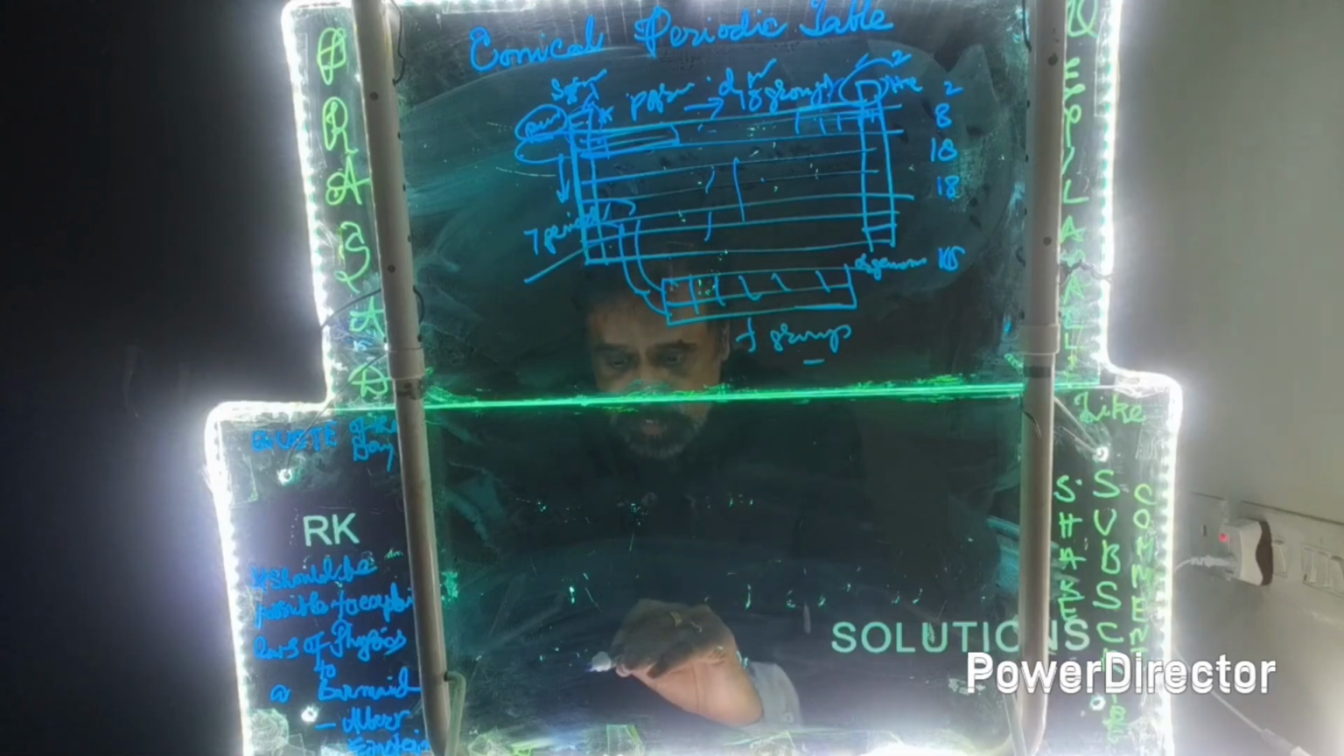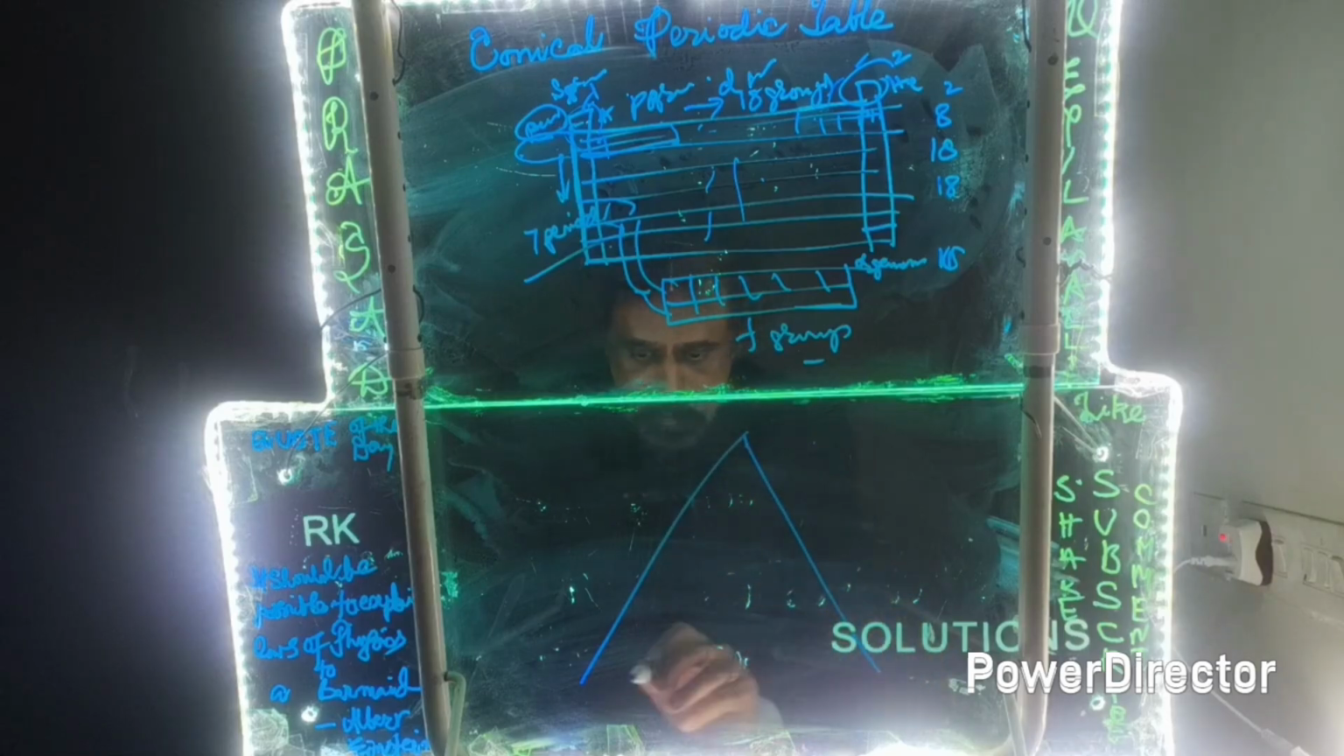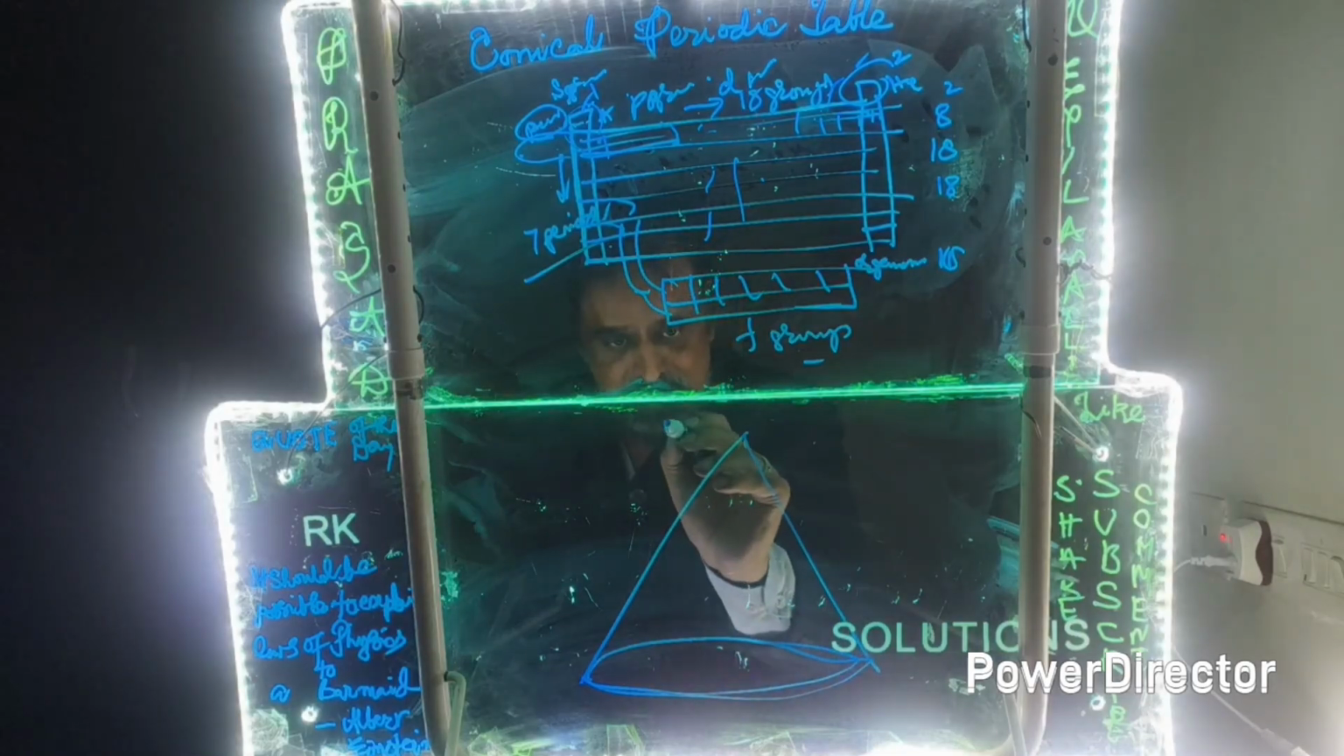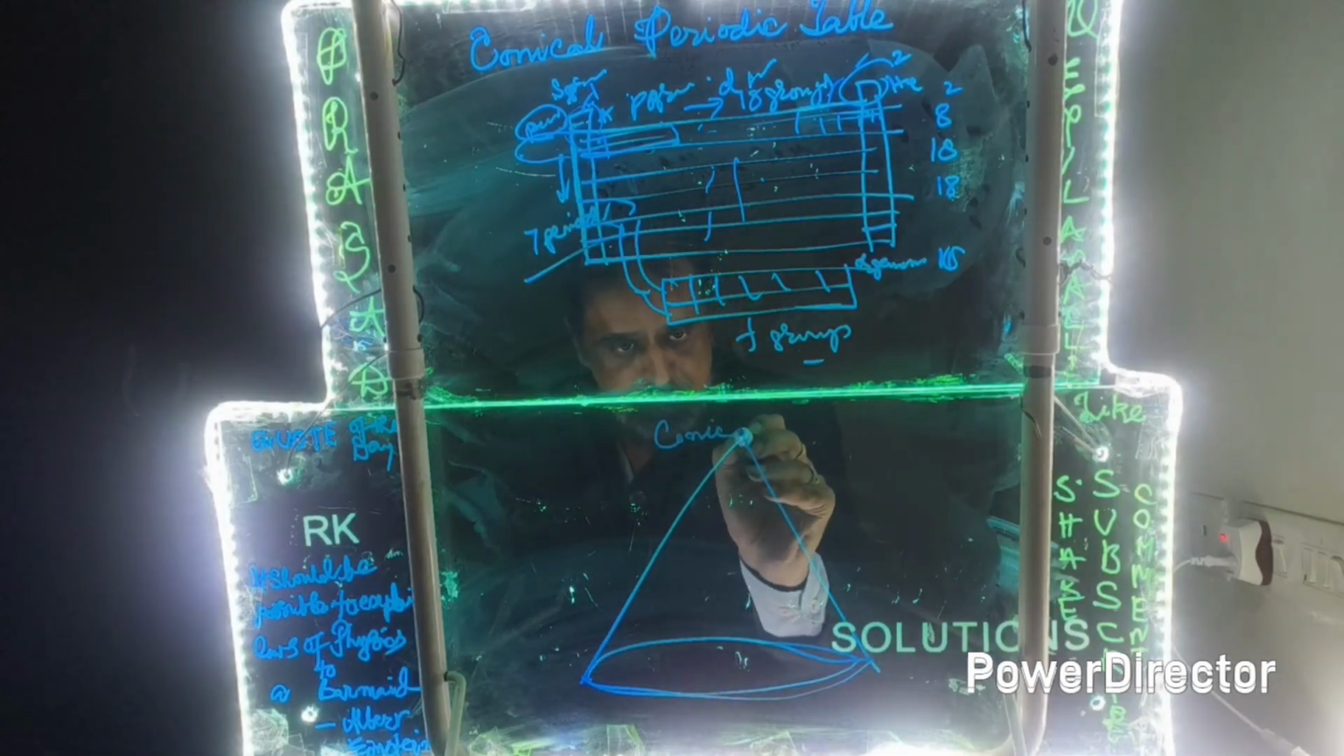So instead, what I always used to think was that a proper periodic table should have a conical structure. This is called conical.